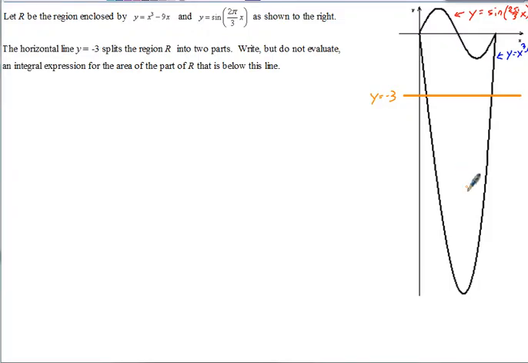It says write but do not evaluate an integral expression for the area of the part R that's below this line. So we want to find the area below this line. So you can see, well, should we use a horizontal or vertical rectangle? Well, a horizontal rectangle wouldn't really work here because it's the same function here. And you'd have to solve this for x, this one for x, which you can't isolate the x. So it's impossible to use a horizontal rectangle here. But notice if you use a vertical, it's always between the same 2 curves here. So there's no need to use a horizontal one in this case.